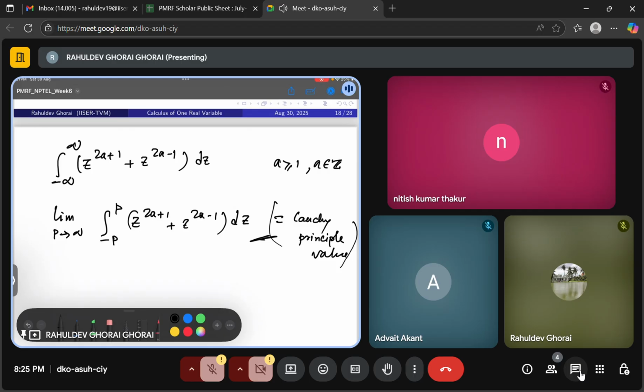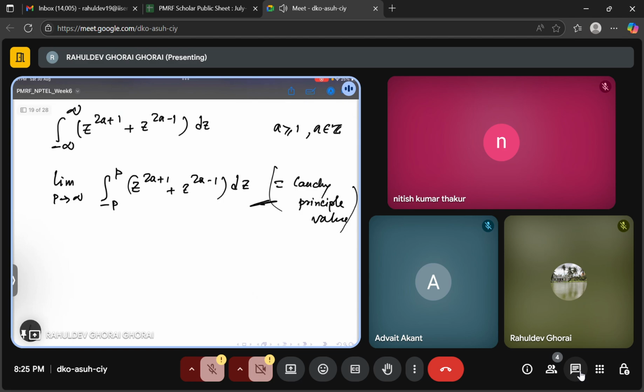At that time people were trying to find many ways, and he gave a way that in this Cauchy principal sense, this limit is evaluated. That is, the limit as p tends to infinity of the integral from minus p to p of z to the power 2a plus 1 plus z to the power 2a minus 1, dz. What you can see is that a is an integer, so the limit as p tends to infinity of z to the power 2a plus 2 over 2a plus 2, plus z to the power 2a over 2a, evaluated from minus p to p.